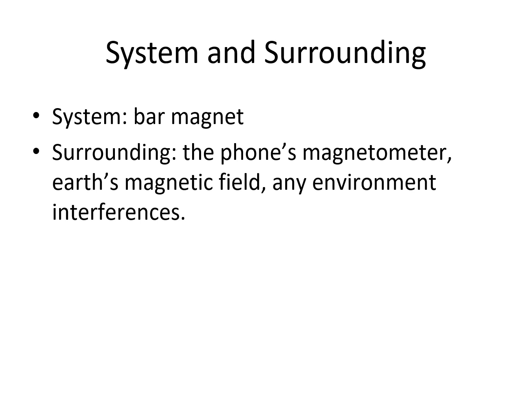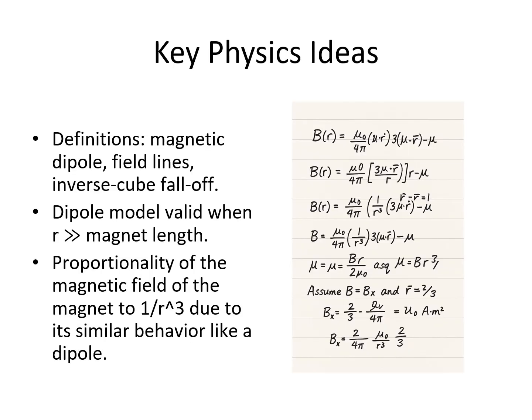So the system was the bar magnet, and the surroundings were the phone's magnetometer, the Earth's magnetic field, and any environmental interference. The key physical ideas were the definition of a magnetic dipole, field lines, and inverse cube falloff, which were very important ideas that were discussed.